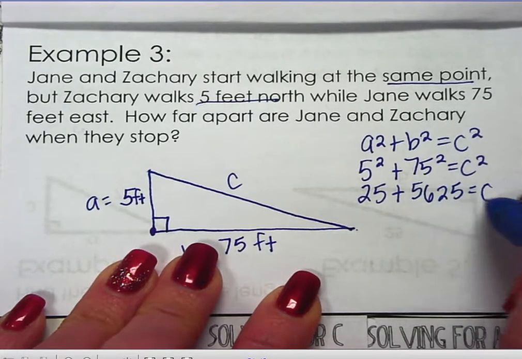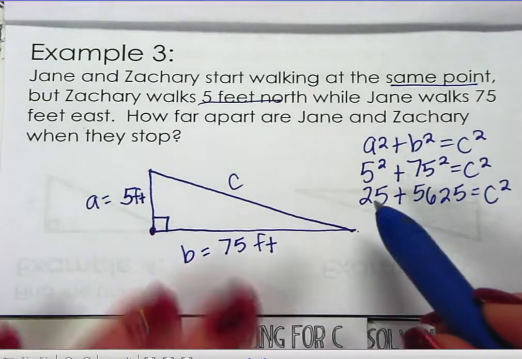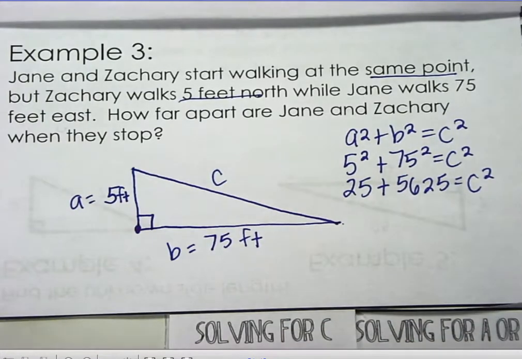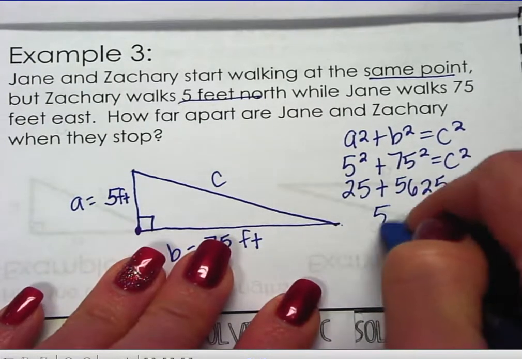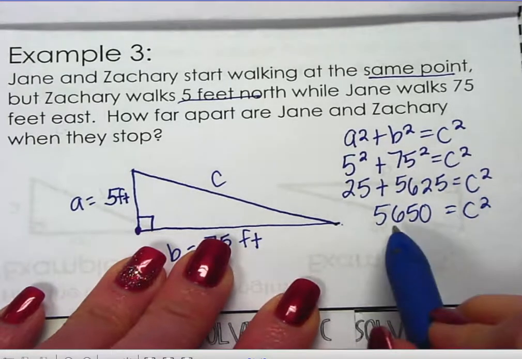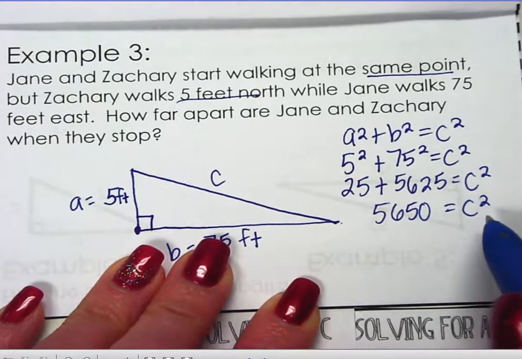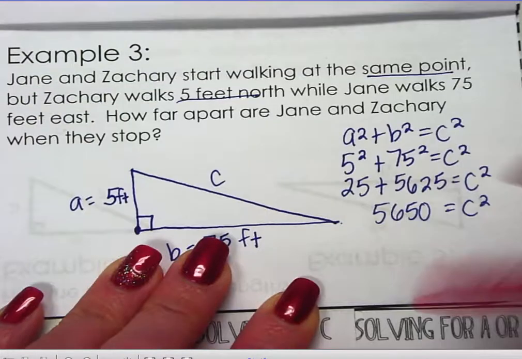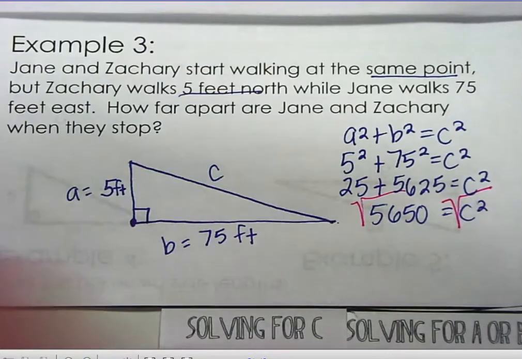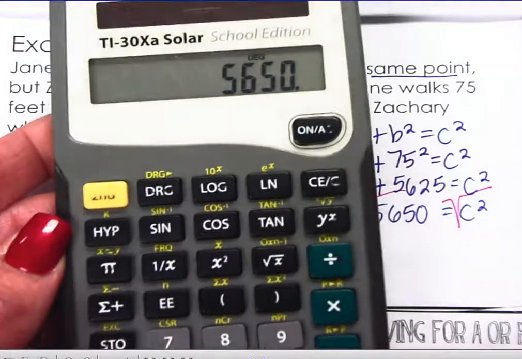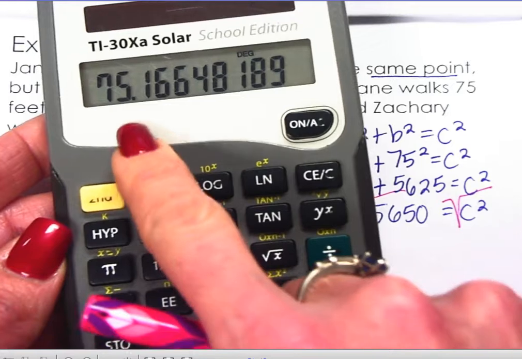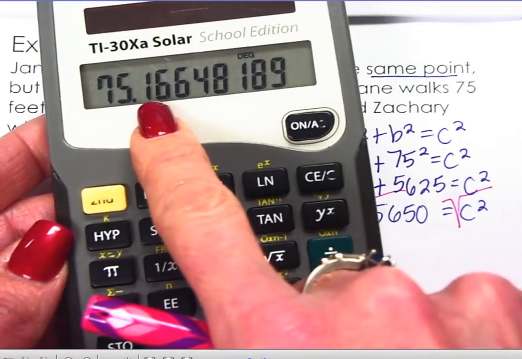5,625 equals c squared. I'm going to add a squared and b squared together, and I get 5,650 equals c squared. And that doesn't mean that's how far they are apart, that's c squared. So you're going to then find the square root of both sides. I have my calculator, 5,650. I'm going to use my square root key, and I get approximately, I'm going to round this to the nearest tenth, 75.2 feet.